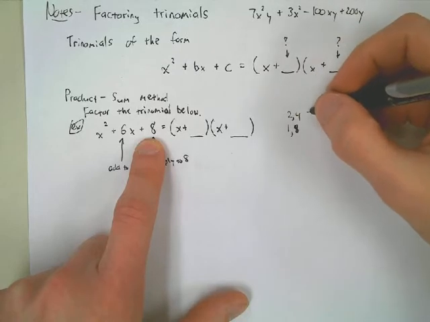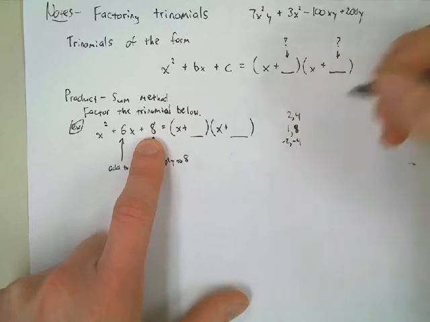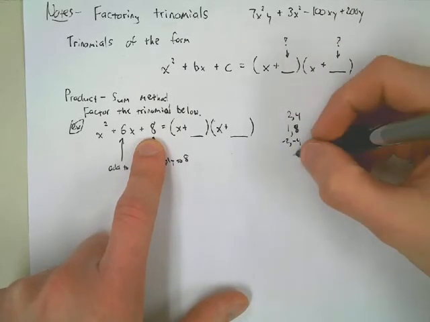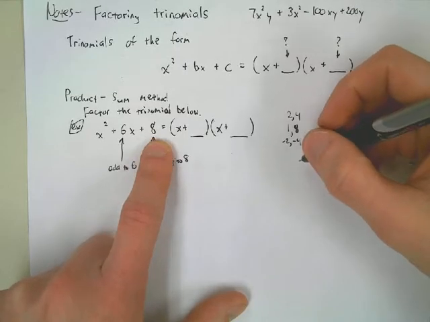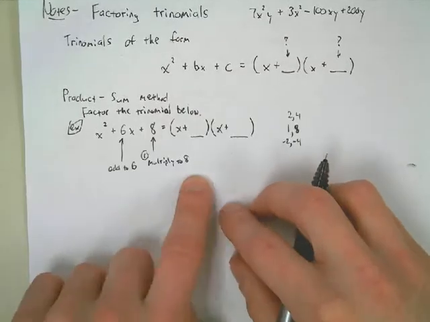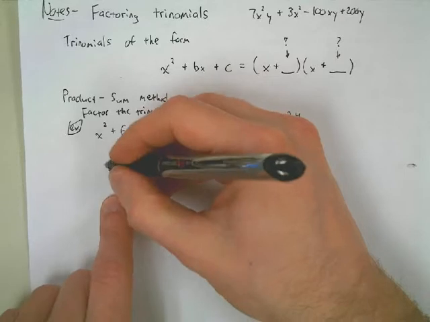We could also say negative 2 and negative 4. Don't they multiply to make positive 8? What about 5 and 3, do they multiply to make 8? Oh, I thought we were doing addition. Normally we start, so that's a good point. The first thing you want to consider is that they multiply. You want to check out the multiplication problems first, and then you check to see if they add to make 6.